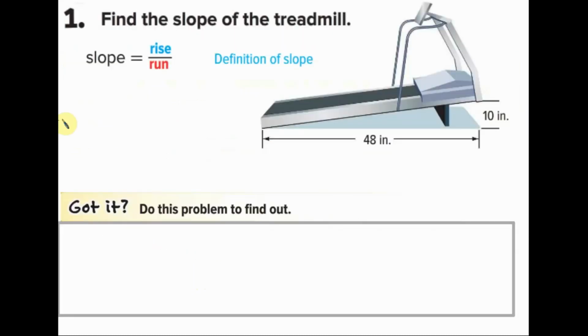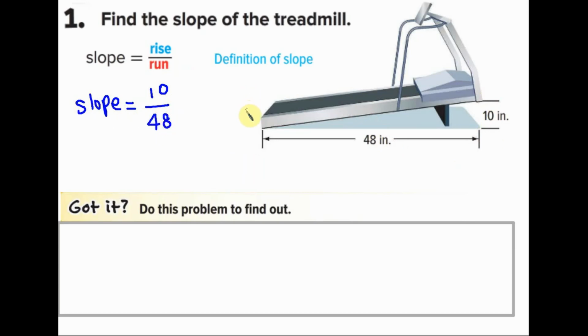So the first problem: find the slope of the treadmill, using slope is equal to rise over run. While I'm looking at this picture, there is some information given. The first information is my length from the left all the way to the right. The horizontal change is 48 inches. When I'm looking at the vertical change, from the bottom to top, it's 10 inches. When I write the slope, my steepness will be represented by the rise, which means 10 inches, over the run, which is 48 inches.